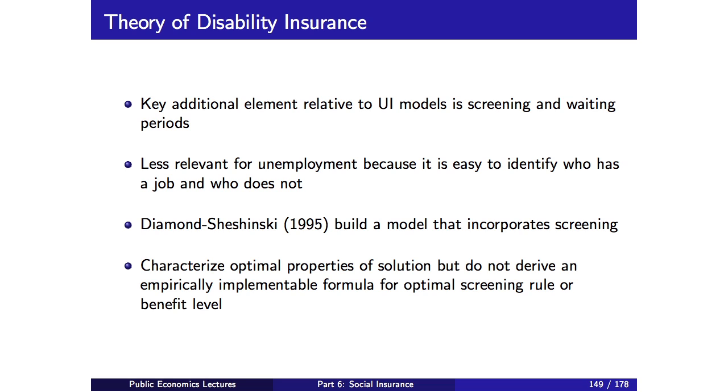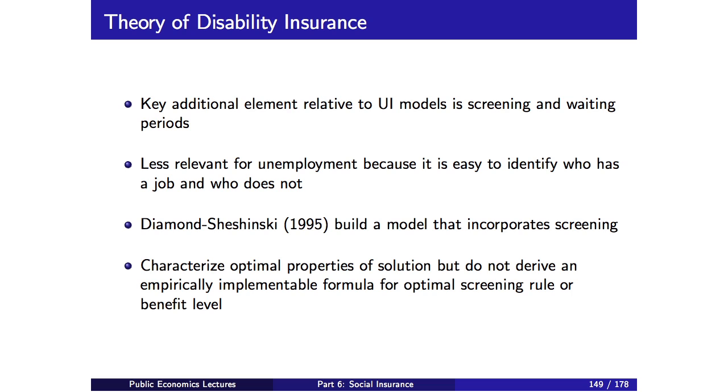So in DI, it's beneficial to have a screen in a way that is not really relevant in the context of UI, because you know who's employed and who's not. The paper that addresses this theoretically is by Diamond and Sheshinski in the JPAB in 1995, where they build a model of social insurance that incorporates this screening decision as well.